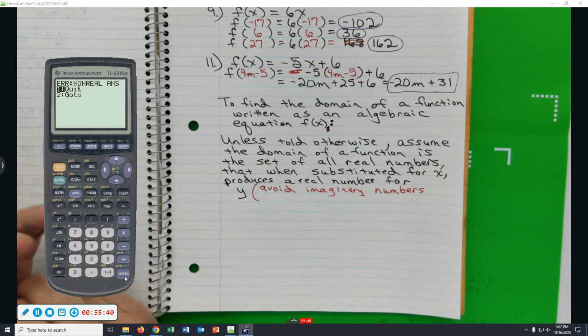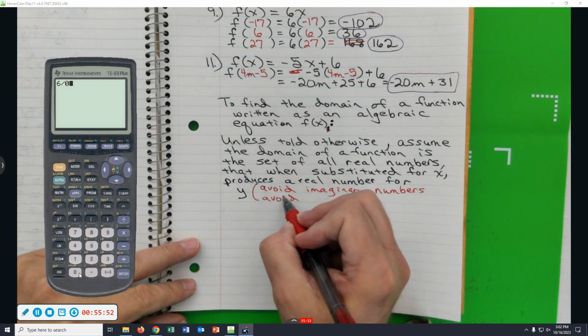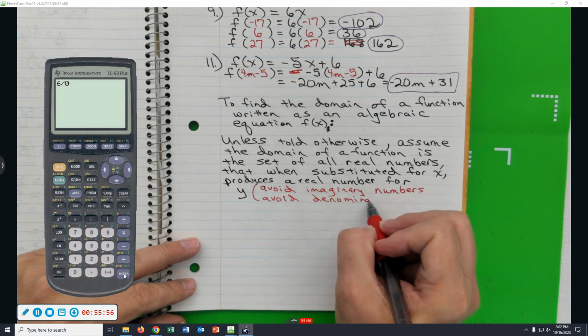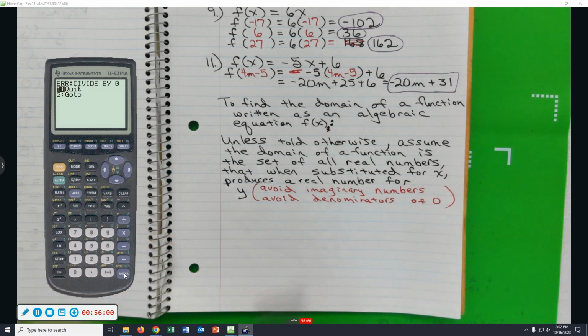And there was another time. It involved division. When you were working with numbers, and the thing you got wasn't a real number. It was undefined. You want to avoid denominators of 0. The 2 things you want to avoid producing.